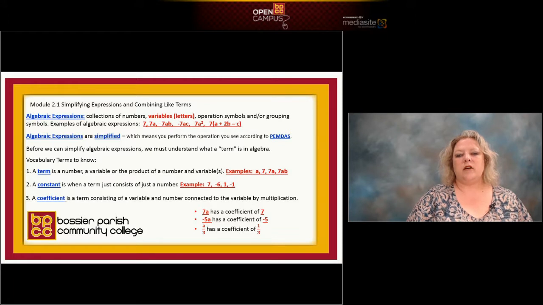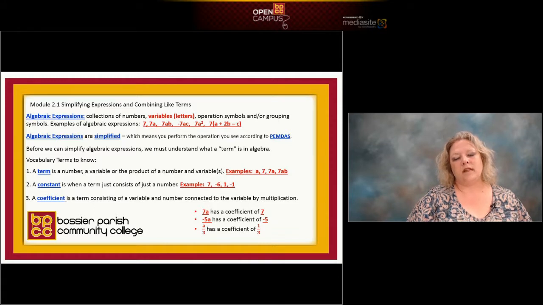Algebraic expressions are simplified, meaning that we want to make them as small and easiest to deal with as possible. And we do that by doing, obviously, our order of operations, which you're going to be getting into in this module. But before we can start, let's go over a little bit of vocabulary.